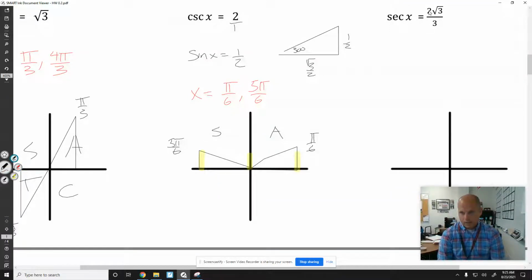Okay, secant 2 root 3 over 3. What the heck? Well, secant's the reciprocal of cosine. If I flip this fraction, it's 3 over 2 root 3. What the heck is that? It's something that we'll see in a second.